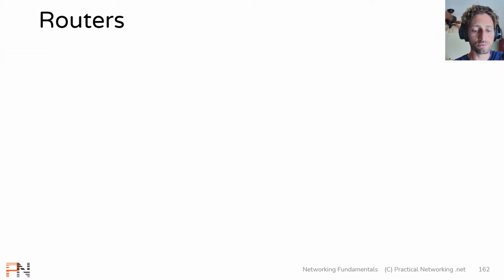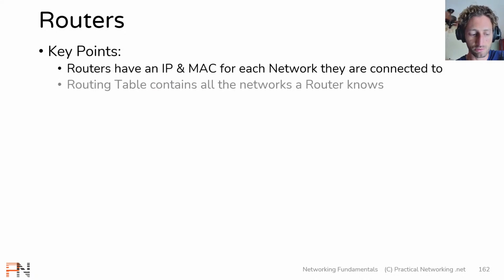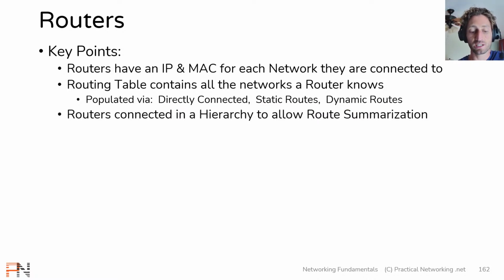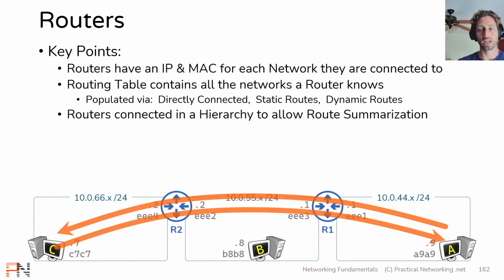And that, my friends, wraps up the first part of our lesson on routers. The key points for this lesson are that routers have IP addresses and MAC addresses for each network they are connected to. Routers maintain a routing table, which maintains a map of all the networks that the routers know about. And those routing tables can be populated in 3 different ways. And finally, that routers are connected in a hierarchy to facilitate scale and route summarization. In the next part of this lesson, I'm going to show you everything that needs to happen to get a packet from host A to host C, and for host C to respond by sending a packet back to host A.